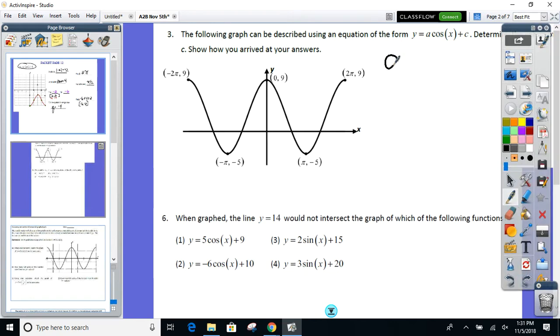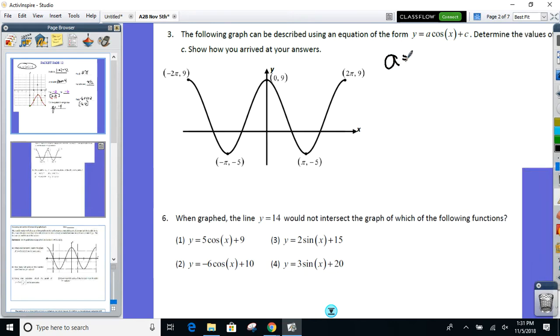How do you find that A value, the amplitude? How did we find it? We took the maximum and minimum and did what with them? Subtracted them and divided it by 2. That's how I find the amplitude, or the A value out in front.